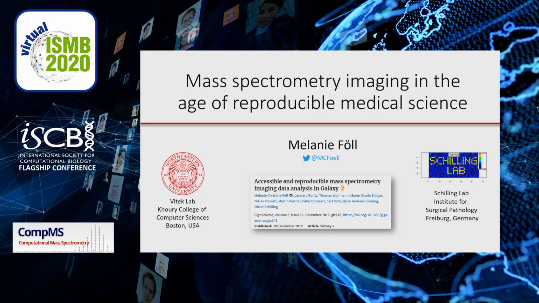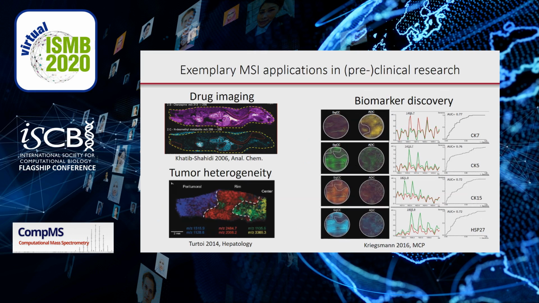I'm a postdoc in Olga Witek's lab at Northeastern University in Boston. I will present mass spectrometry imaging in the age of reproducible medical sciences. The work I present here has been published in GigaScience last December and was part of my PhD thesis, which I performed in the lab of Oliver Schilling at the Institute for Surgical Pathology in Freiburg.